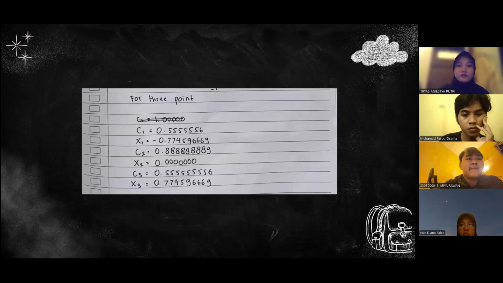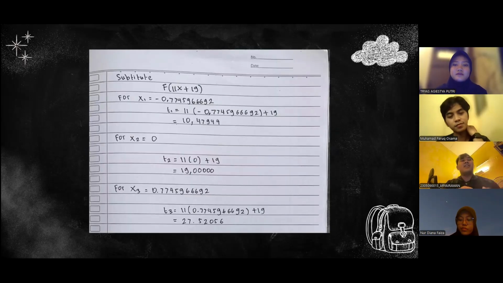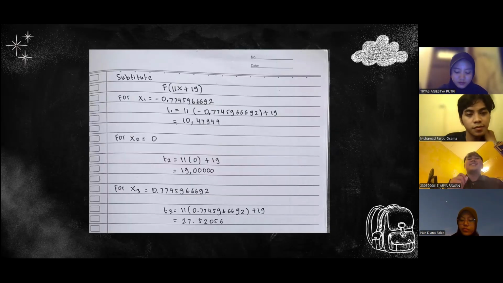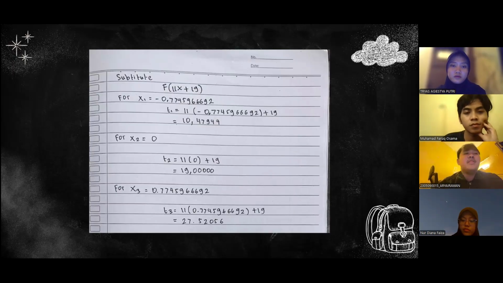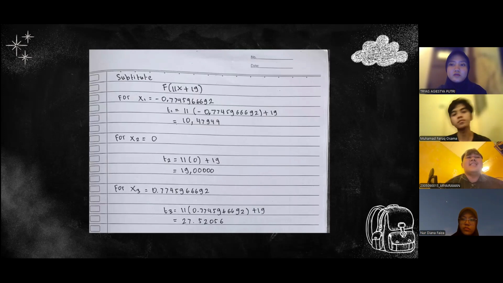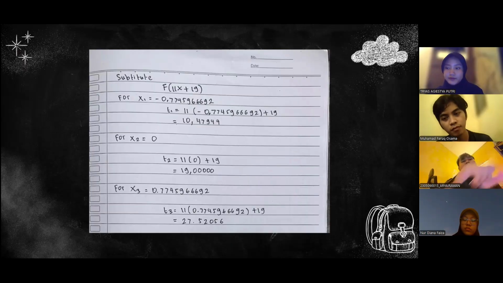Next, after we have x1, x2, and x3, we can calculate t1, t2, and t3. So for t1, we use x1. The x1 is minus 0.7745899966692. So we substitute to the formula.